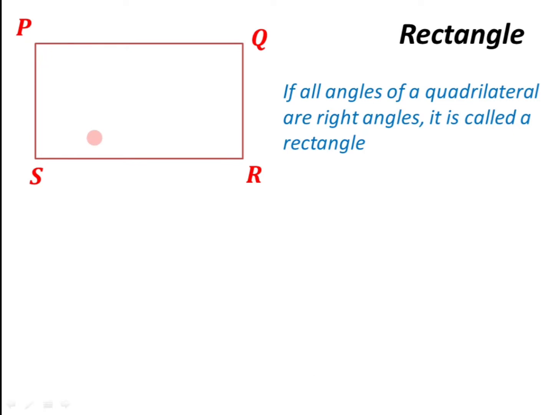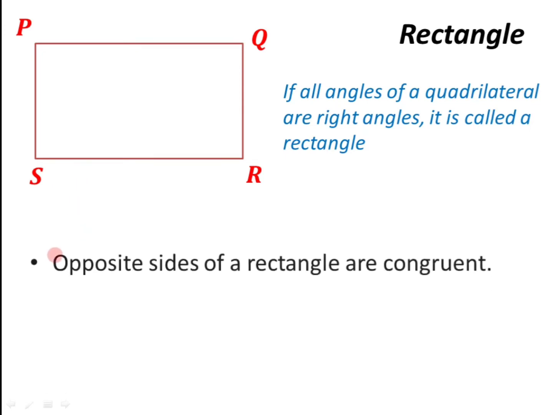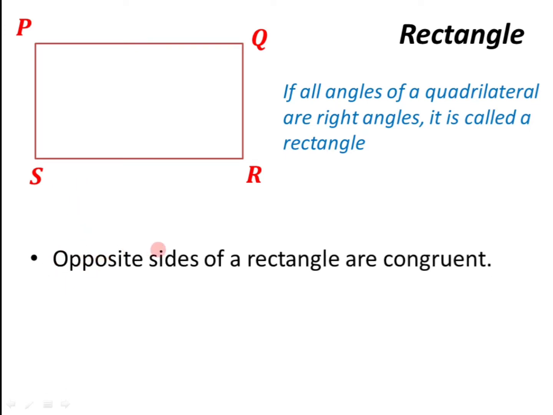Now let us have its properties. The first property is opposite sides of a rectangle are congruent. So it is the same property as the parallelogram. So here opposite sides of this quadrilateral are PQ and SR. So these two sides must be congruent. In the same way, another pair of opposite sides is PS and QR. So they are also congruent. So this is the first property of a rectangle. Opposite sides of a rectangle are congruent.